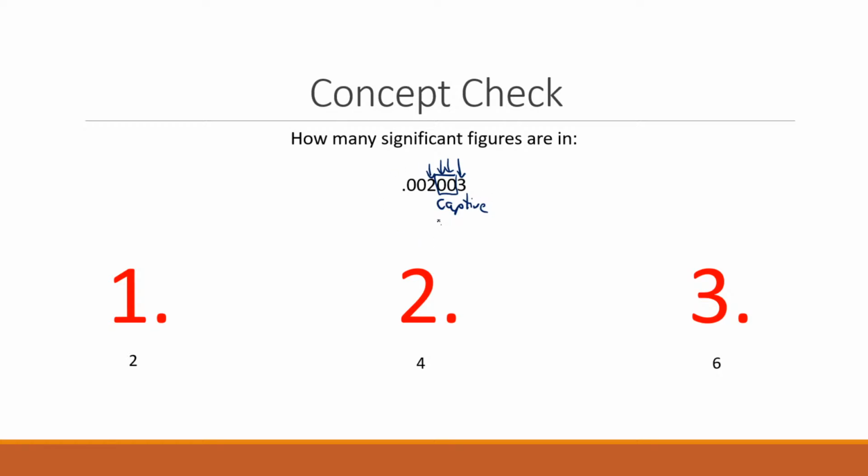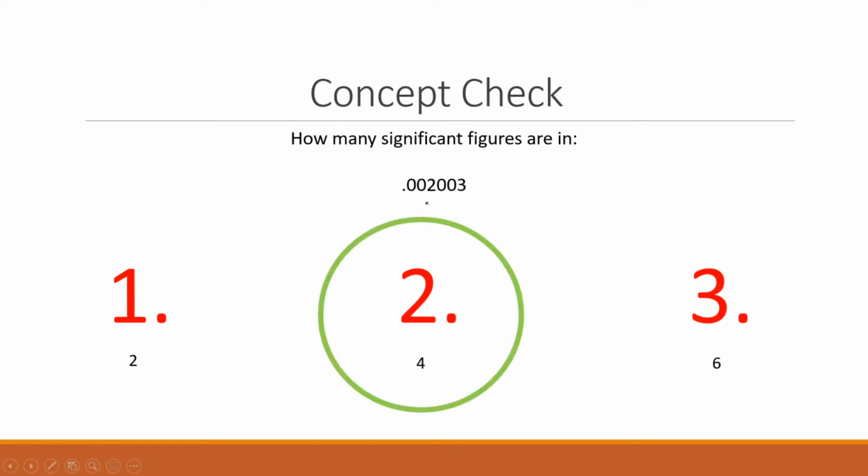So if I want to define how many significant figures there are in this question, there are a total of 4 significant figures: the 2, the 0, the 0, the 3. Leading zeros never count as significant figures, so that's why it's not 6. The captive zeros do count, which is why it's not 2.